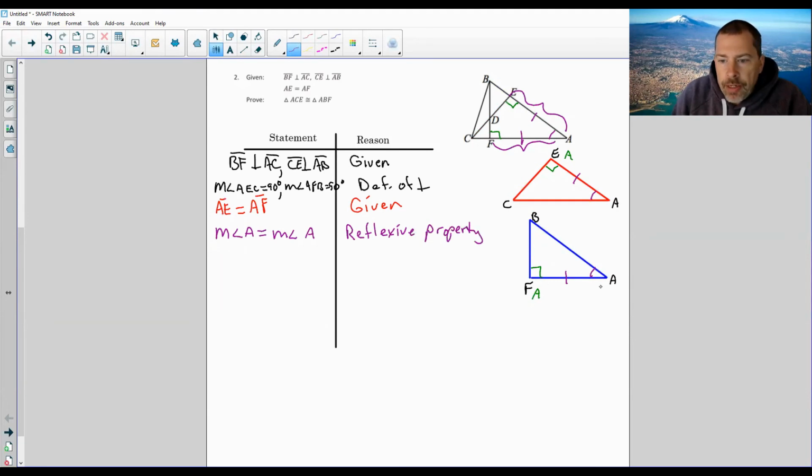Okay, so this is a side and this is an angle, and the side's included between two angles. So we have an angle, we have a side, we have an angle, and that is spelling it out for us. It's right there in front of us. That's angle, side, angle. So now we can say the triangles are congruent. So triangle ACE is congruent to triangle ABF by angle, side, angle.